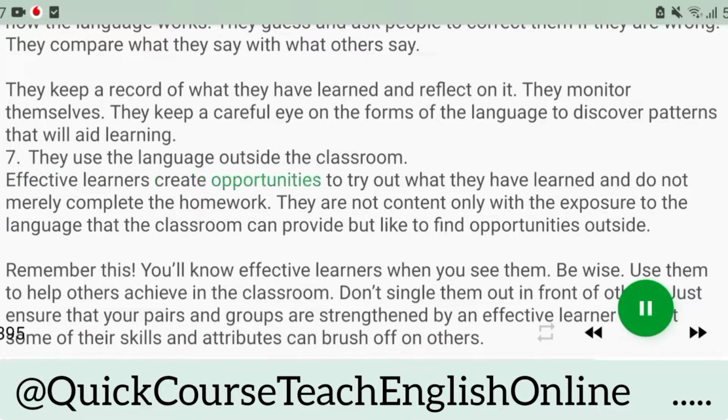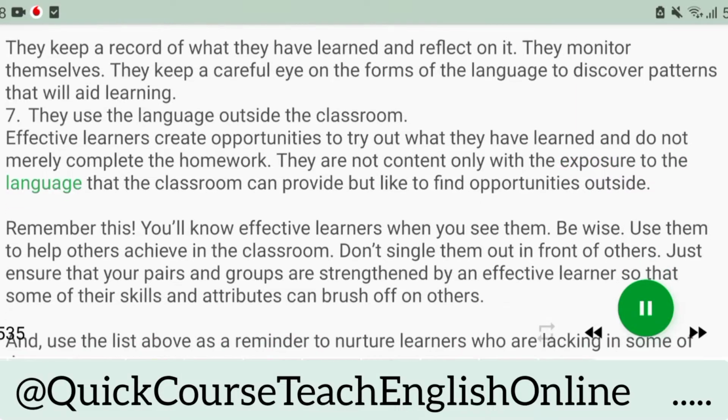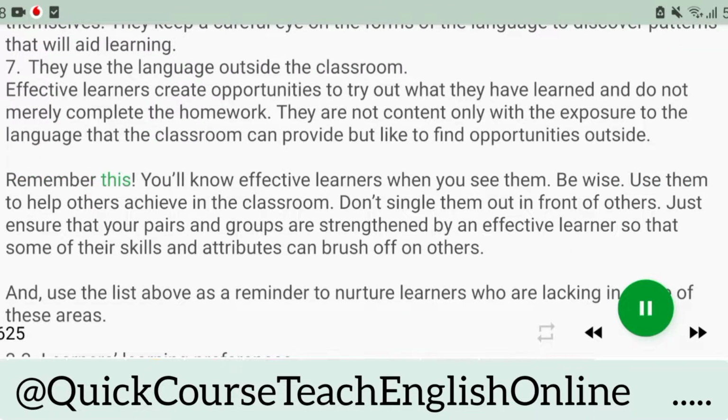7. They use the language outside the classroom. Effective learners create opportunities to try out what they have learned and do not merely complete the homework. They are not content only with the exposure to the language that the classroom can provide but like to find opportunities outside.